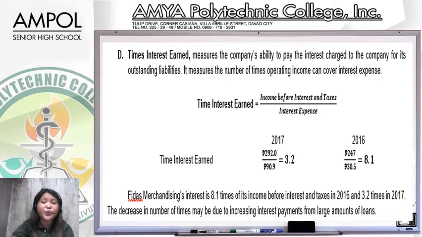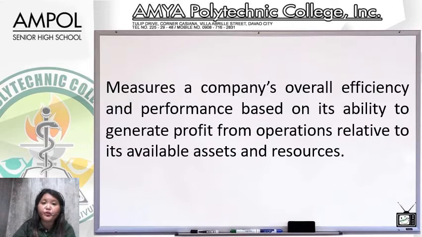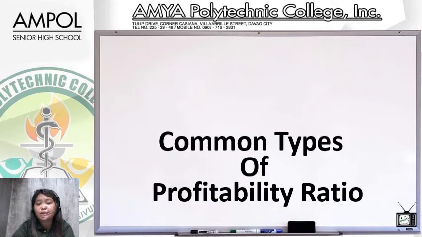Next, we have the profitability ratios. So this measures a company's overall efficiency and performance based on its ability to generate profit from operations relative to its available assets and resources.